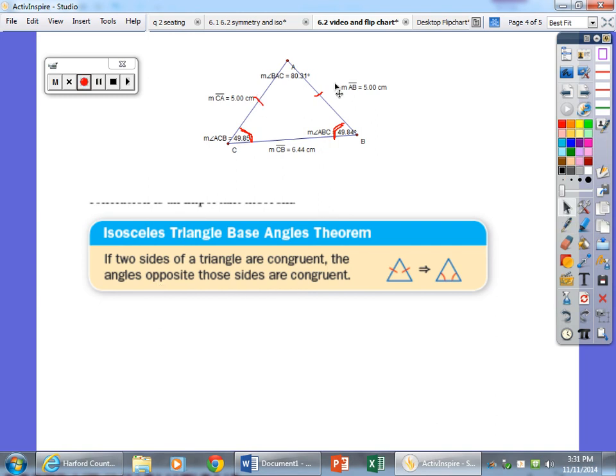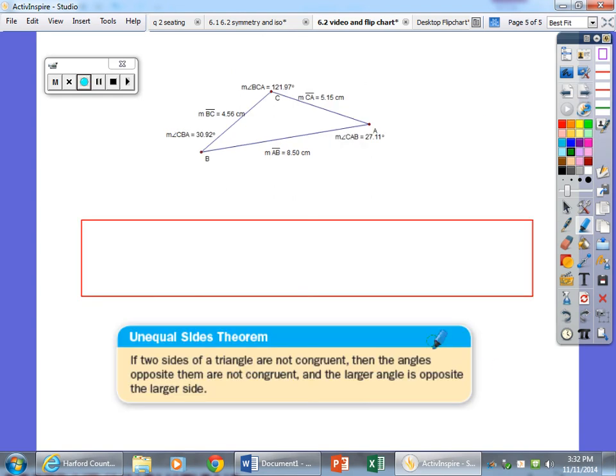If the sides of a triangle are congruent, then the angles that are opposite are also congruent. Whenever I say angles that are opposite, this angle is opposite this side, and this angle is opposite that side. So if the sides are congruent, the angles opposite those sides are also congruent.